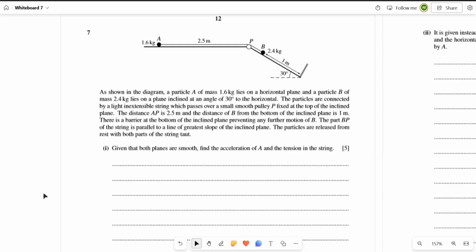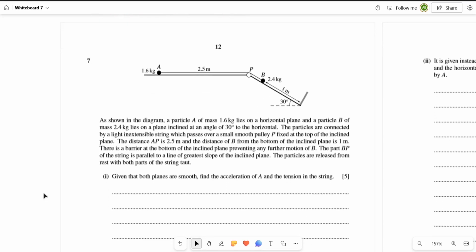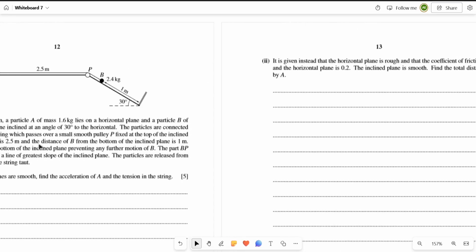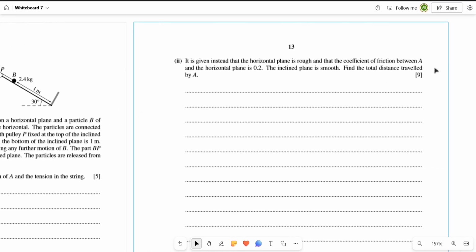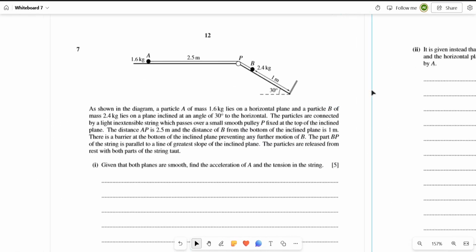Hello and welcome. In this video, we're going to be solving yet another super tough mechanics question. This is from the May-June 2018 paper 42 question. What's really interesting is that part 2i is actually a 9 marker, and I don't remember seeing any other 9 mark part except for this question. So this should be interesting. Let's start by reading the question and see how we will attempt it.